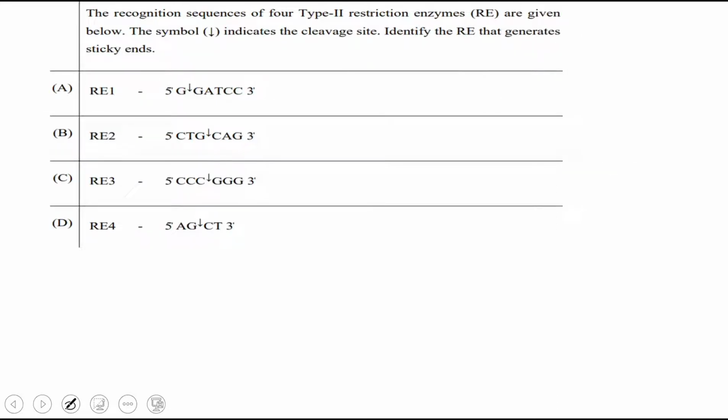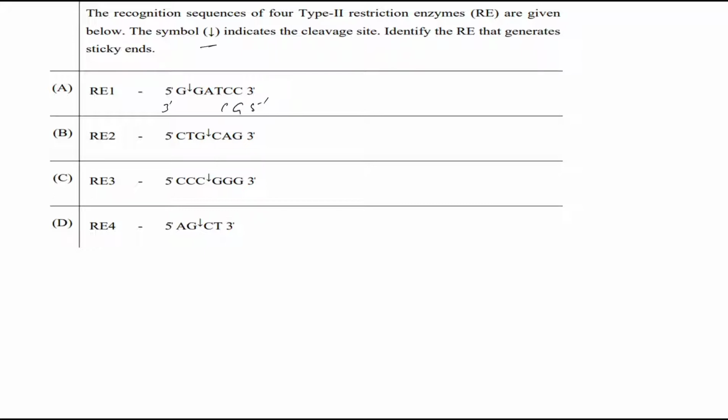The recognition sequence of four type 2 restriction enzymes are given below. The arrow indicates the cleavage site. Identify the restriction enzyme that generates sticky ends. So we have to identify those restriction enzymes which generate sticky ends. So let's first make the complementary sequence of these restriction sequences.